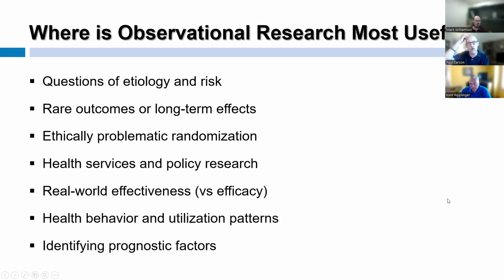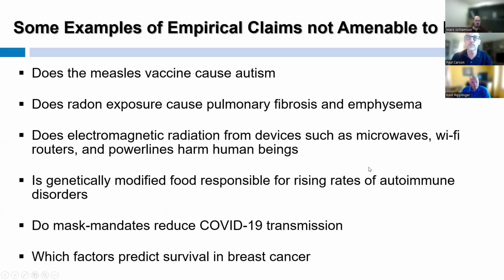These are all often better or more able to be done with observational research study designs. Here's a few examples of what I would say are empirical claims that really aren't amenable to a randomized trial. Does the measles vaccine cause autism? Big question right now with our current climate in the United States around vaccines.